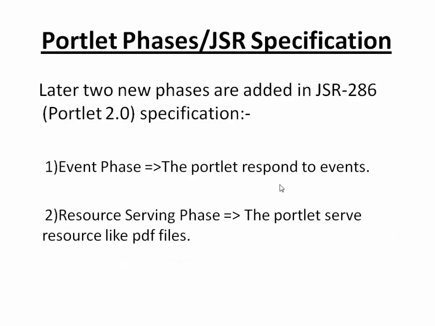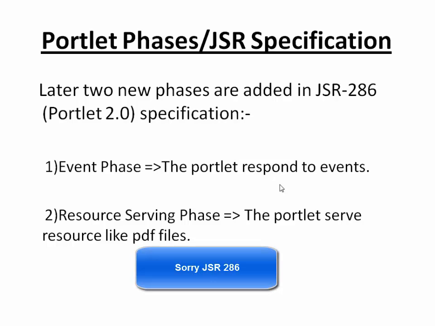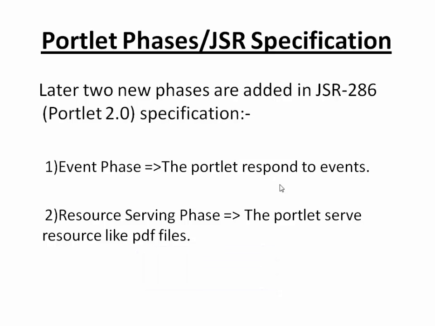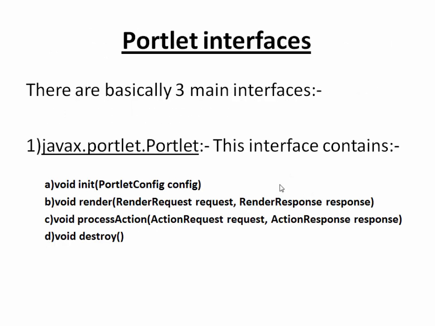In JSR specification 286, or Portlet 2.0, we have an event phase and resource serving phase. The resource serving phase is basically used for AJAX calling, like if we have to download a PDF file on the click of something, then we can use resource serving phase. It came later in JSR specification 286.